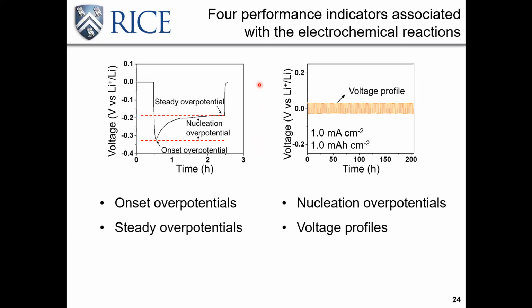After the modification, we use the electrochemical performance to screen the powders. Here we use four different performance indicators, including the onset potential, which is the lowest potential during the initial cycling as shown here. Then the potential gradually increases to the steady potential. The difference between the steady potential and the onset potential is the nucleation potential, which indicates the polarization for nucleation. At last, the voltage profile of the symmetric cell from the initial 150 cycles is used to compare the performance. The current density we use here is about 1.0 mA per square centimeter with an areal capacity of 1.0 mAh per square centimeter.